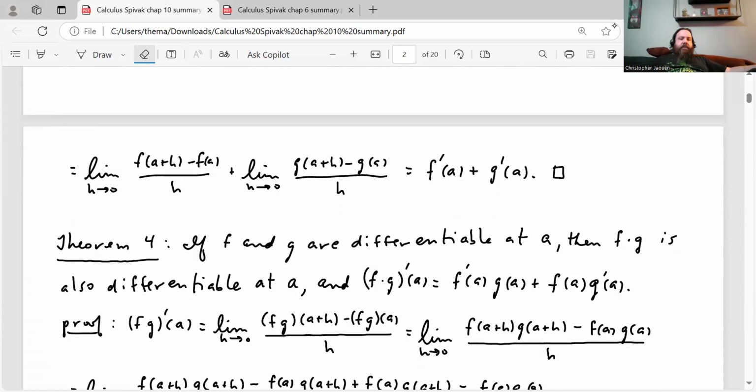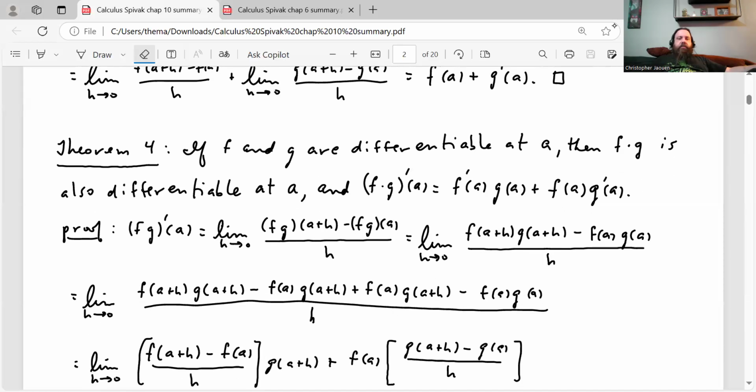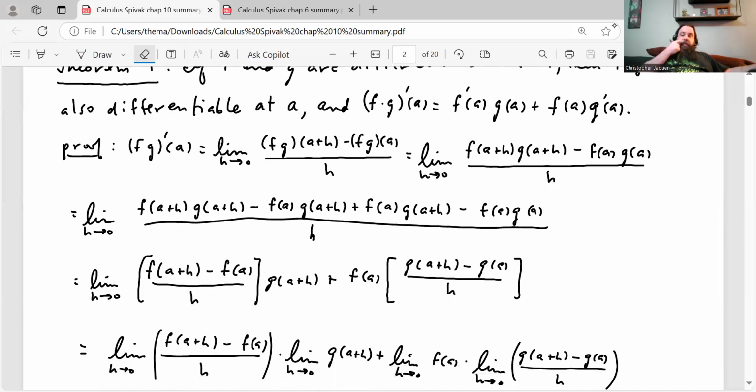Okay, next theorem is the product rule. If f and g are differentiable at a, then f times g is also differentiable at a, and f times g prime of a is f prime of a times g of a plus f of a times g prime of a. And here's the proof. This just involves a little bit of a trick.